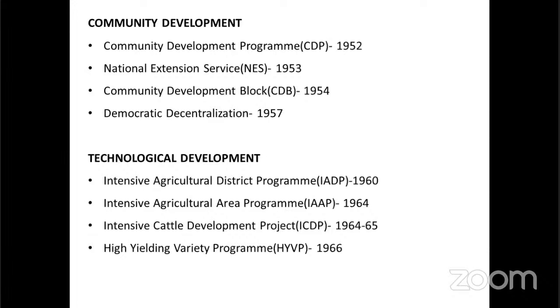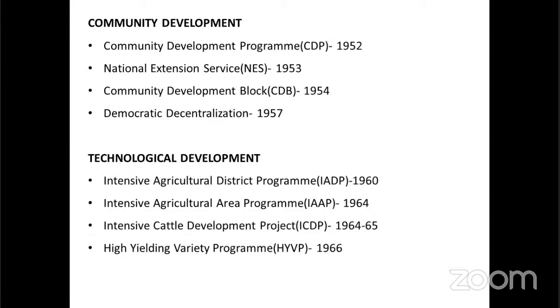First, let's see about the community development program. How did community development come about? In England, community development took place. They gave the name community development because most of the people formed a community and could develop. So in 1948 the name was given. After that, in 1952, the community development program was implemented in India.